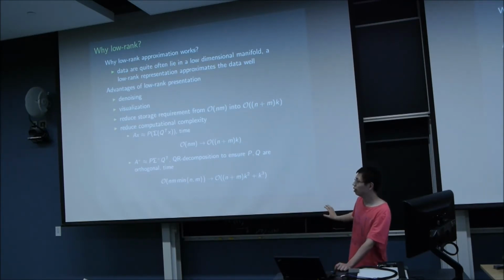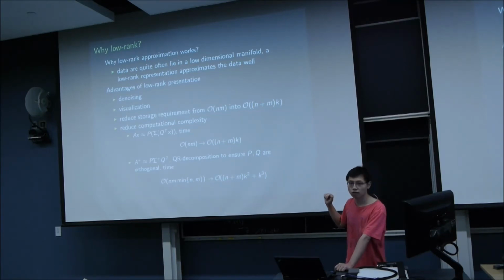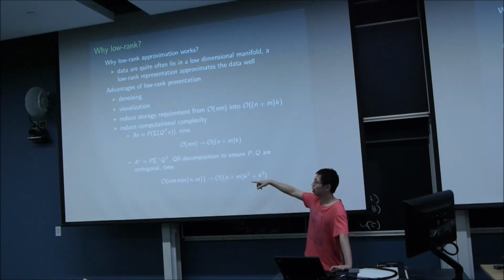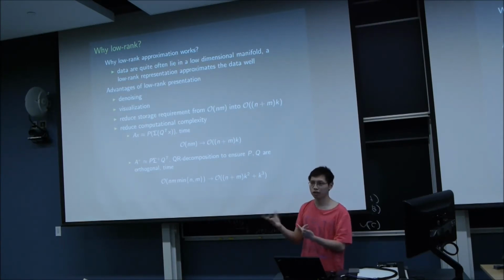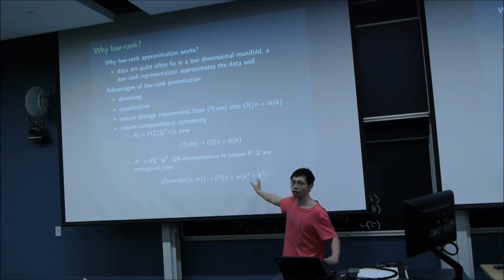And especially interesting is when you want to compute an inverse of A. If A is not full rank, we use a pseudo inverse, so A plus is a pseudo inverse. If P and Q are orthogonal, or if not, we can do QR decomposition to make them orthogonal, it takes n times k squared complexity. And if it is orthogonal, the inverse of A can be approximated by P times inverse of sigma times transpose Q. Sigma is usually a K by K very small matrix, and usually it's diagonal. So you can do the inverse very easily.